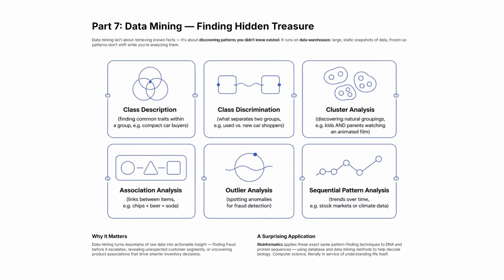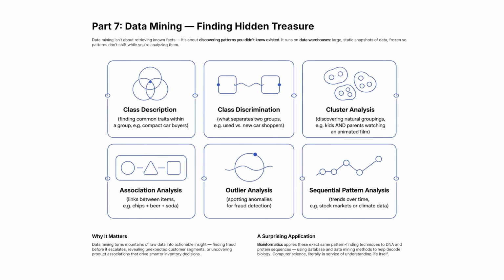There are several flavors of data mining. Class description, finding common traits within a group, like, what do people who buy compact cars have in common? Class discrimination, finding what makes 2 groups different, like, what separates people shopping for used cars versus new cars? Cluster analysis, discovering natural groupings you didn't define ahead of time. Maybe you analyze the ages of people who watched a kids' movie and discover there are actually 2 distinct age clusters: little kids and their parents.